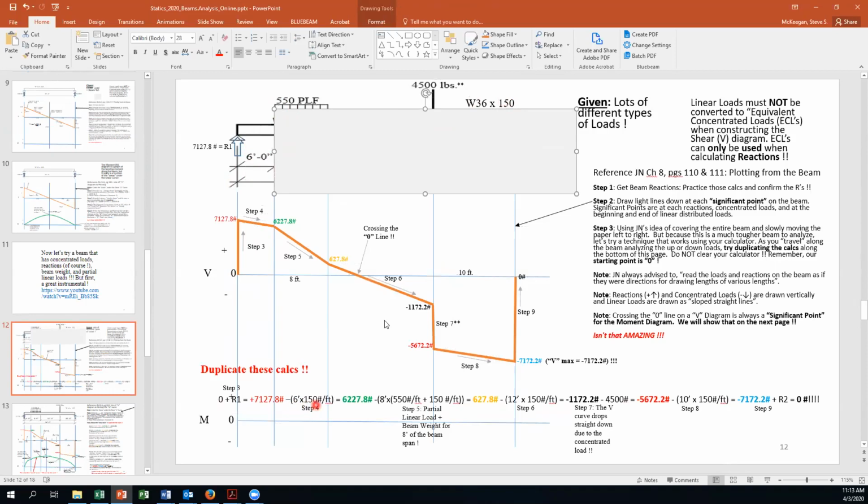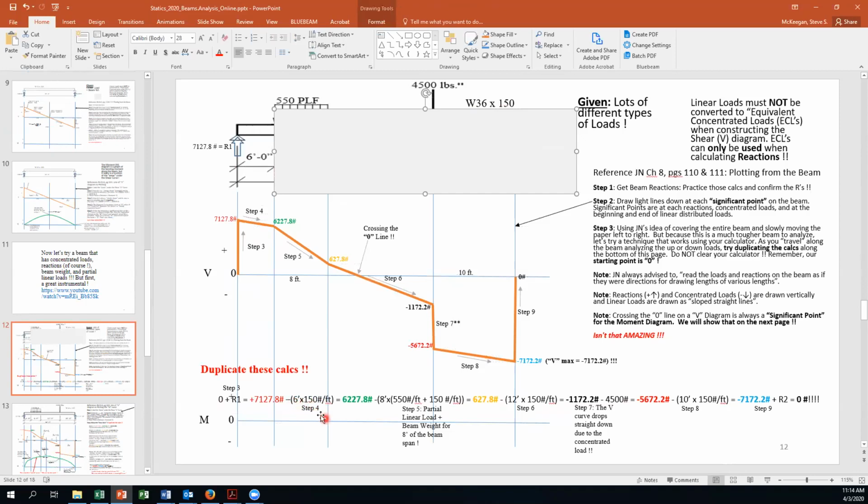150 pounds per foot, it's a W36 by 150. So our previous value of 7127.8, we're going to subtract in parentheses. This is critical, especially if you have one of those Soviet calculators. 6 feet times 150 pounds per foot. This is a linear load times a distance, which gives you a load.